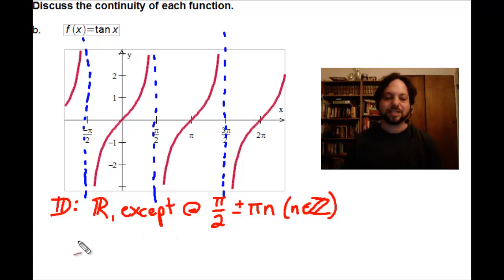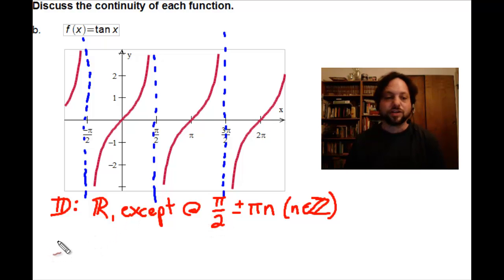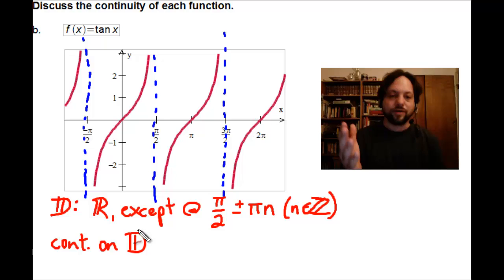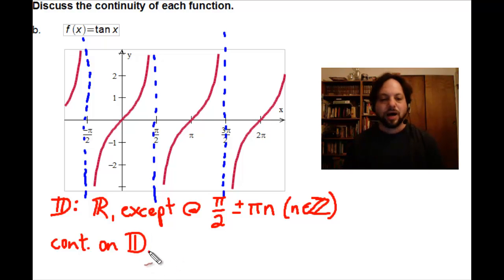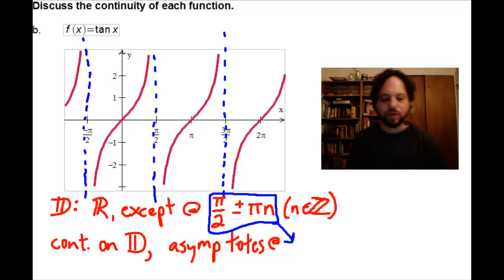Now, what kind of discontinuities exist at these? I mean, clearly we have, as far as continuity, that this is continuous on its domain. So, on its domain, we have no problems. We don't have any holes or jumps or anything like that. But we do have asymptotes outside the domain. So I'm just going to go ahead and note that. Asymptotes at, and I could rewrite this, but I'm just going to go ahead and reference this again right here. We have asymptotes at all of those places.